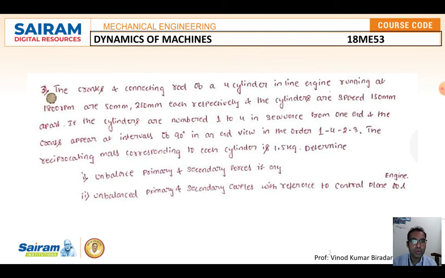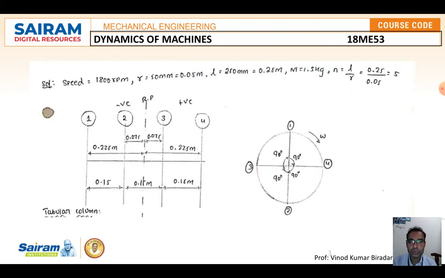The cranks appear at an interval of 90 degrees. Okay, so if you total the 150 and divide it, you are going to get some values. In between that, we are going to assume the reference plane, that is 0.075 and 0.075. From that distance onward we are going to consider the zero length. Left hand side from the reference plane, you are going to measure negative values, that is, use a negative sign, and the right hand side you are going to consider as positive values from the reference plane.